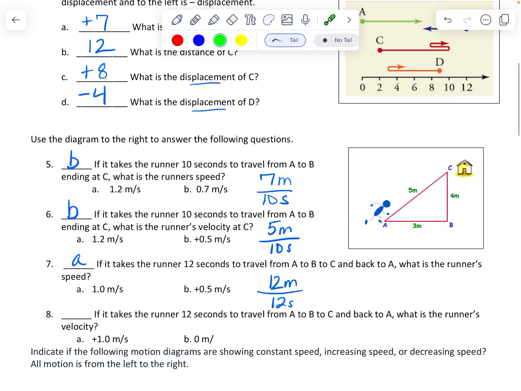And if it takes the runner 12 seconds to run from A to B to C back to A, what is the runner's velocity? Well, they started here and ended here, so their displacement is 0 divided by 12. So it's going to be B. So 0 meters divided by 12 seconds.